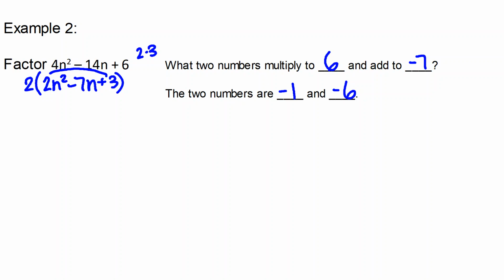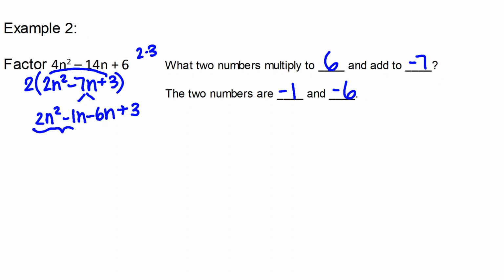So we are going to take that middle term and we're going to split it up into the 2 pieces. I'm ignoring this 2 for now. I highly recommend just ignoring it for now, and we're going to deal with that later in the final answer. So I still have my 2n squared. I'm going to say minus 1n minus 6n and plus 3.